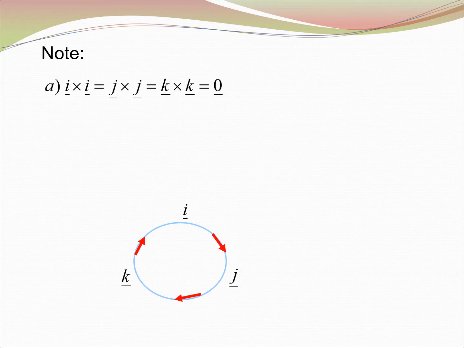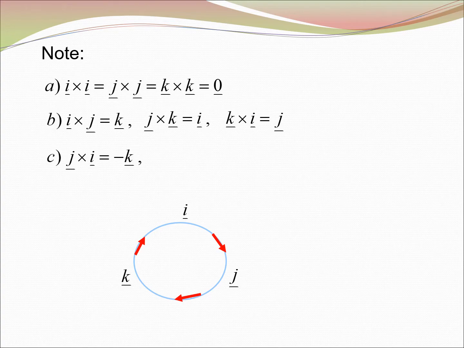The cross product for different components can be shown as in the diagram below. If the order is crosswise, for example, we get i cross j is equal to k, j cross k is equal to i, and k cross i is equal to j. If the order is anti-crosswise, we get the negative sign. For example, j cross i is equal to negative k, k cross j is equal to negative i, and i cross k is equal to negative j.